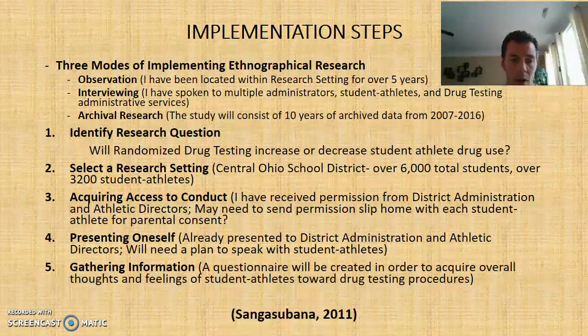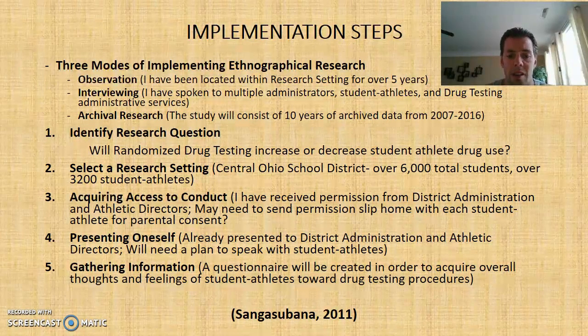So number one, I'm going to identify the research question. So will randomized drug testing increase or decrease student-athlete drug use? Okay, so pretty simple. So I recognize that. Then I selected the research setting. So the Central Ohio School District, there's over 6,000 total students. There's over 3,200 student athletes to utilize for survey purposes.